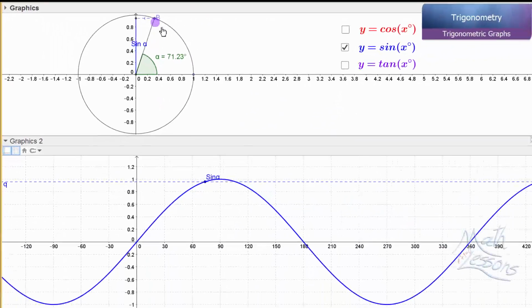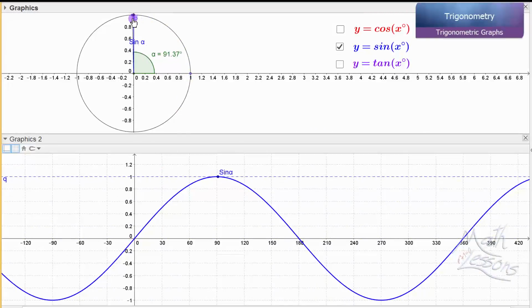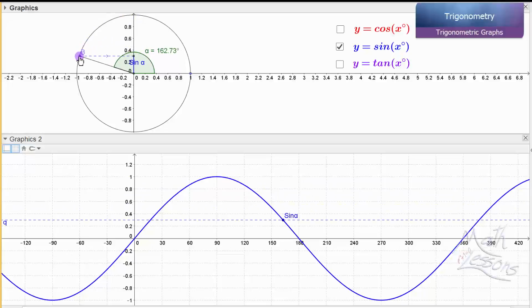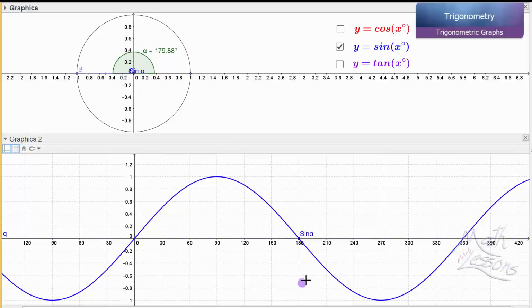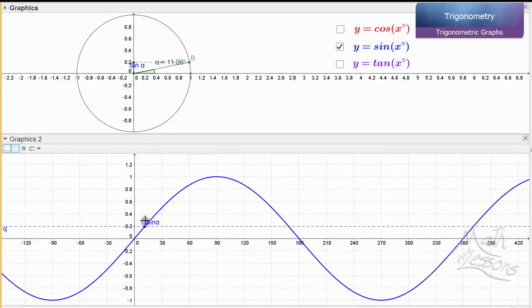So sine starts off at 0, moves round to 1 at 90, moves round to 0, projecting down onto the y-axis on this one, and gives you a value of 0 at 180. As we move around, 270 is -1, 360 is 0 again. And again, you can imagine it repeating.